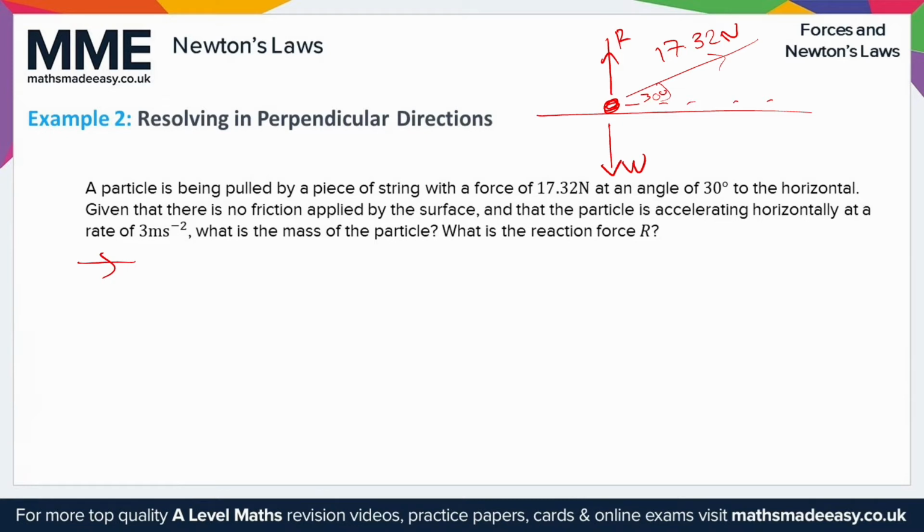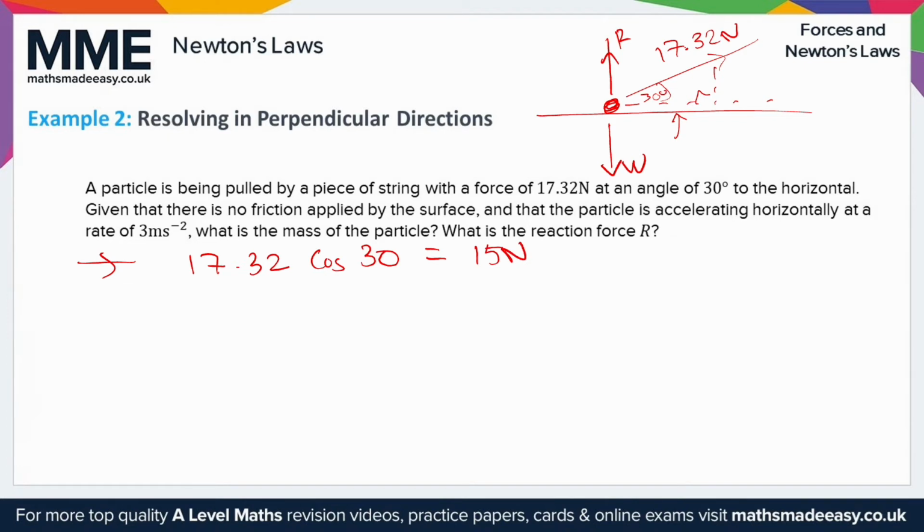Let's consider horizontal forces first of all. You can see straight away that the normal reaction and the weight don't do anything horizontally, so it's just some component of this 17.32 newtons that will act horizontally. We've got a right angle triangle, we know its angle, we know the hypotenuse, so we can work out the adjacent or the opposite. In this case, we want the adjacent because that's the one going horizontal, so we'd do 17.32 times cos of 30. Stick that in your calculator, you get 15 newtons.